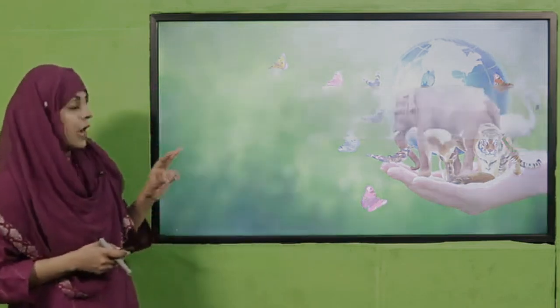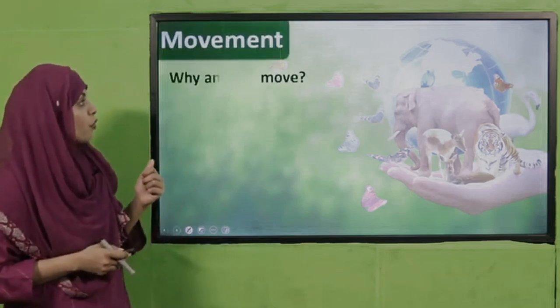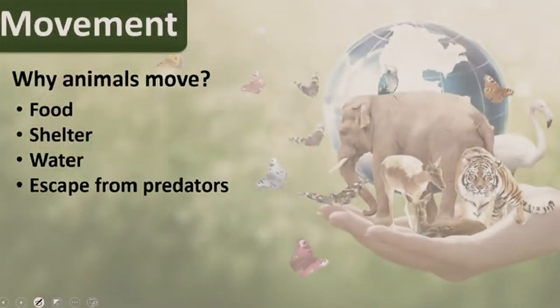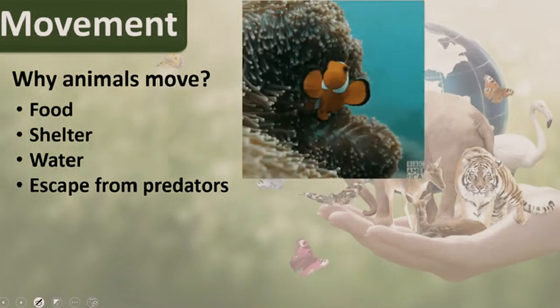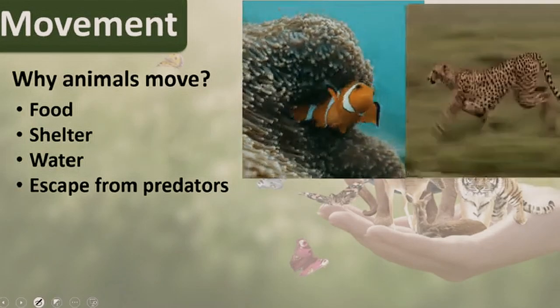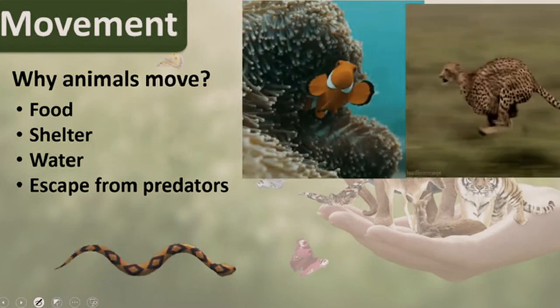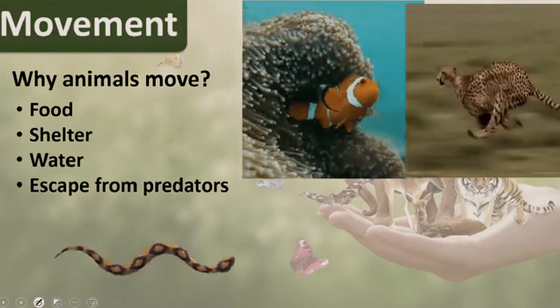So my dear students, today we will study about only two characteristics of plants and animals. Now, movement. Why animals move? To find food, shelter and water and escape from predators. And this is how they swim, they jump, they run, they hop. Even you see the snake, it crawls or creeps.